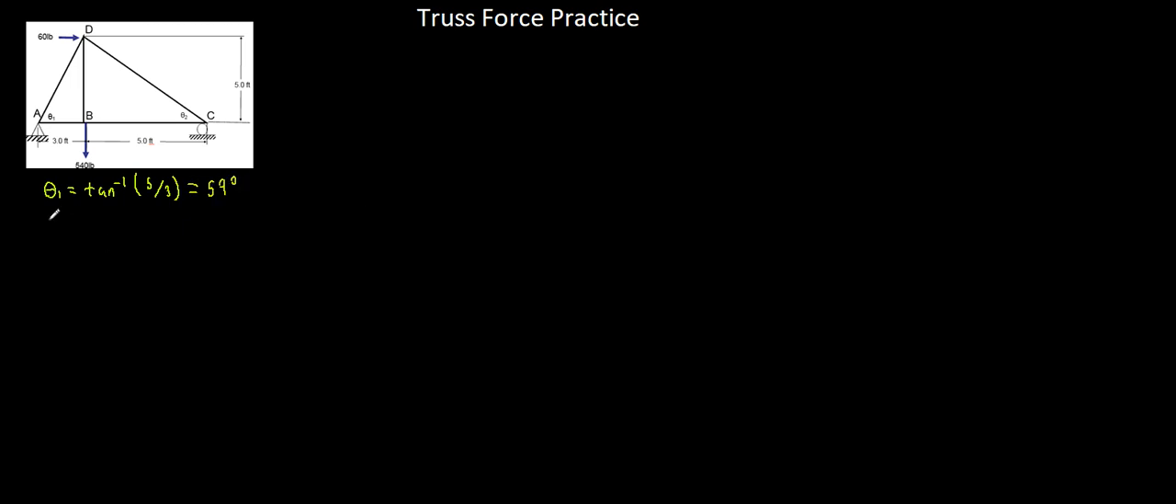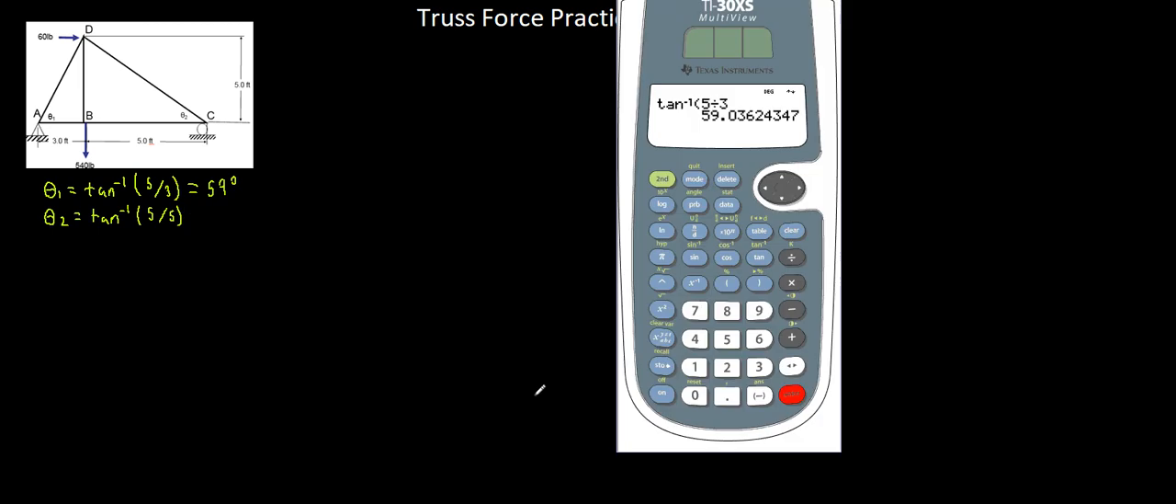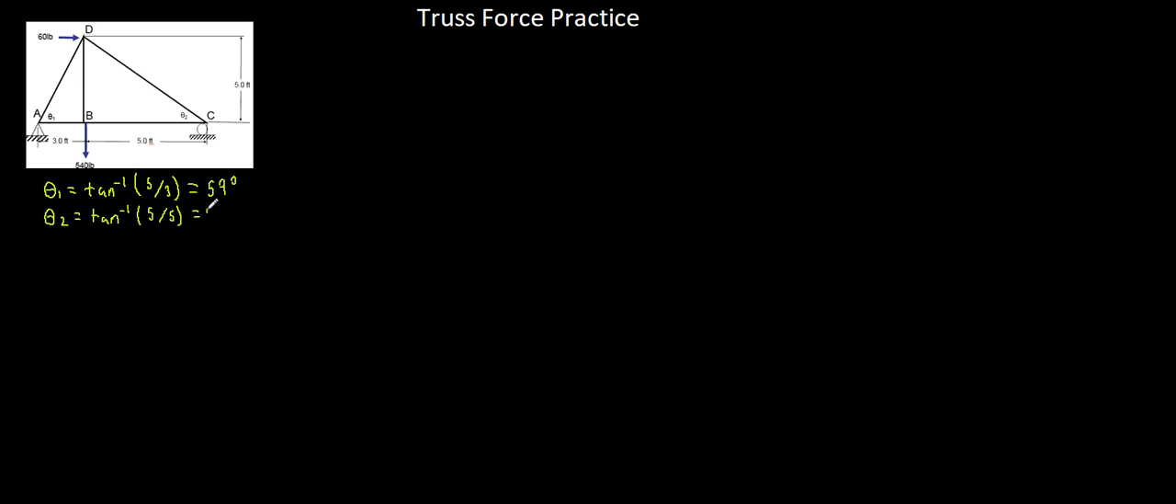And then theta 2 will be done the same way. It will still be opposite over adjacent, so we'll say inverse tangent of, well, what is our opposite? It's still this length here, which is 5, and our adjacent to this angle is also 5, so we'll say 5 over 5. We plug that into our handy dandy calculator: inverse tangent of 5 over 5, and what do we get? We get 45 degrees.